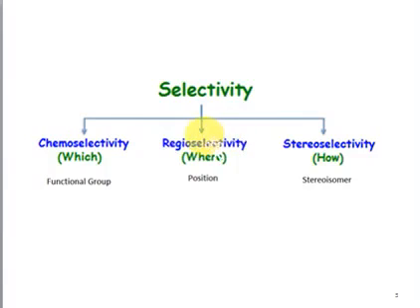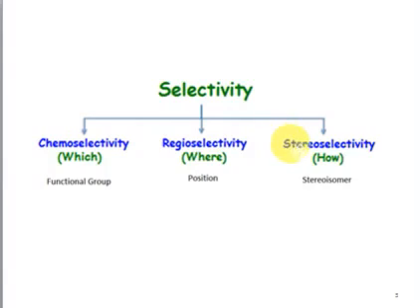Regioselectivity is dependent on the position. It means that if you have more than one site available for a reaction, then at which position, or where, your reagent will react, right? So regioselectivity is related to the term where, meaning on which position your reagent will attack. Regioselectivity is related to the position or the site of action.